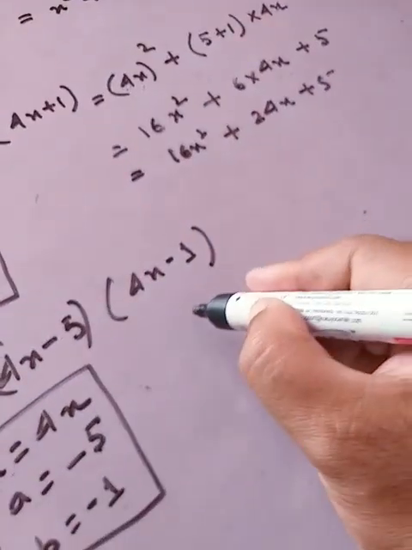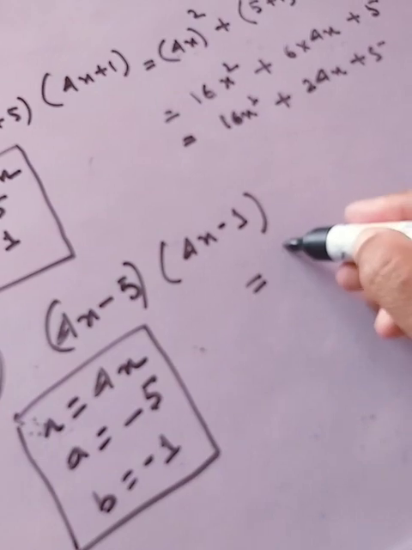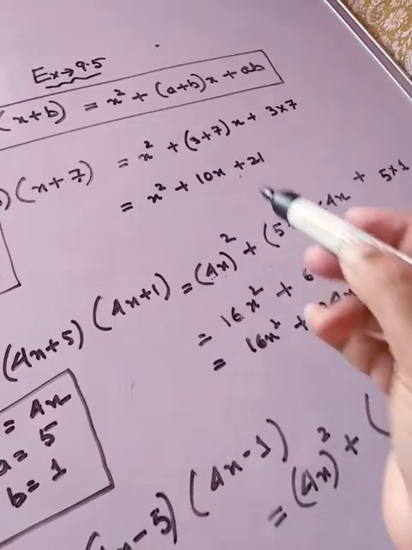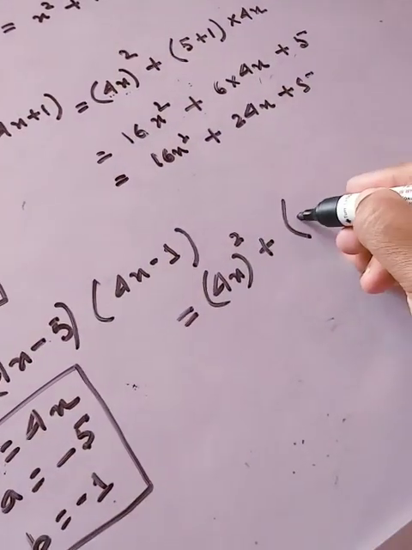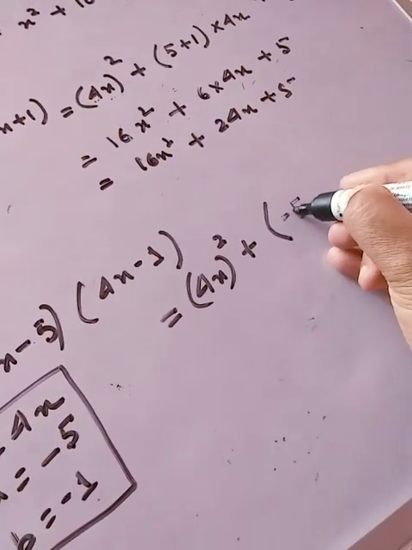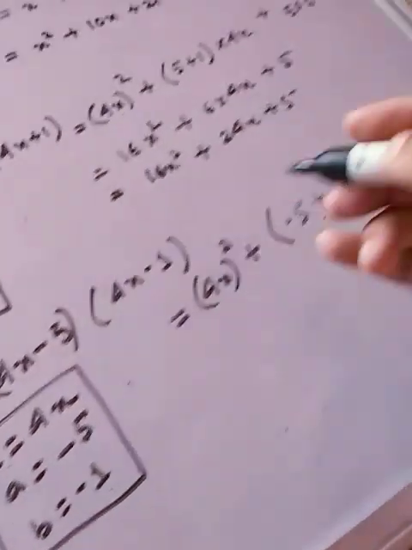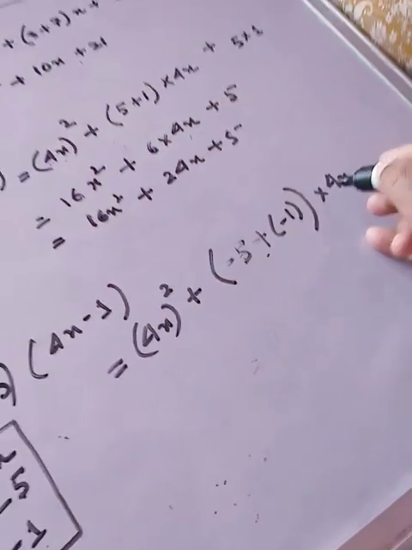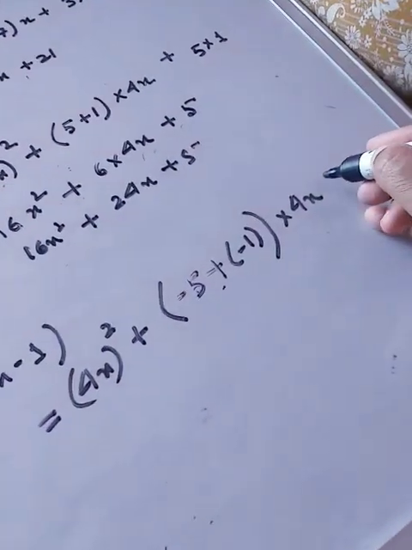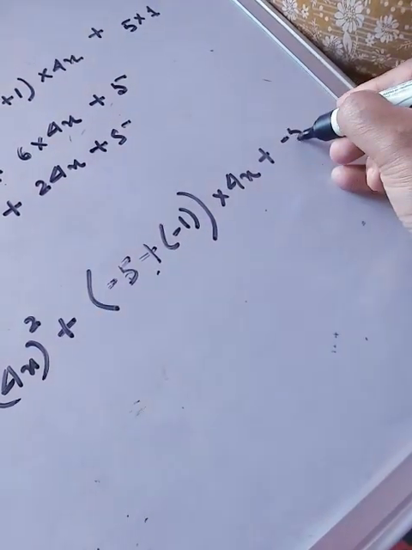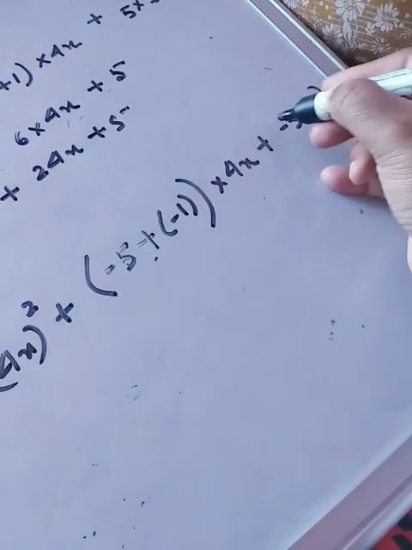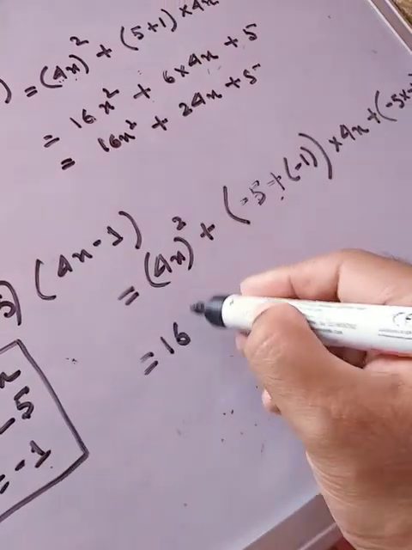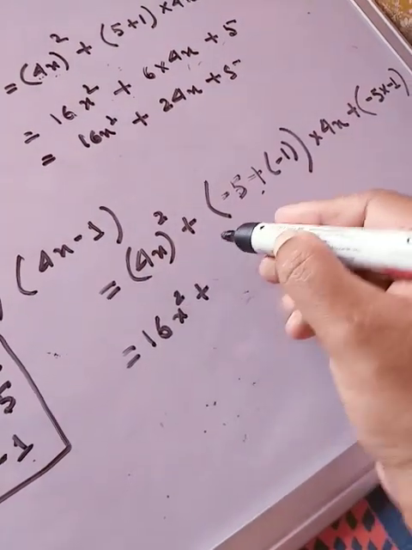Now what is the first thing that we will do? X square, so x is 4x square, plus (a plus b). What is a? Minus 5. Minus 5 plus what is b? Minus 1. So you will give one bracket like this into 4x, because value of x is 4x, plus ab. Plus ab means minus 5 into minus 1. Put it inside the bracket because they are carrying minus sign. Now what is the square of 4? 16. What is square of x? X square. Now we have to solve the bracket.